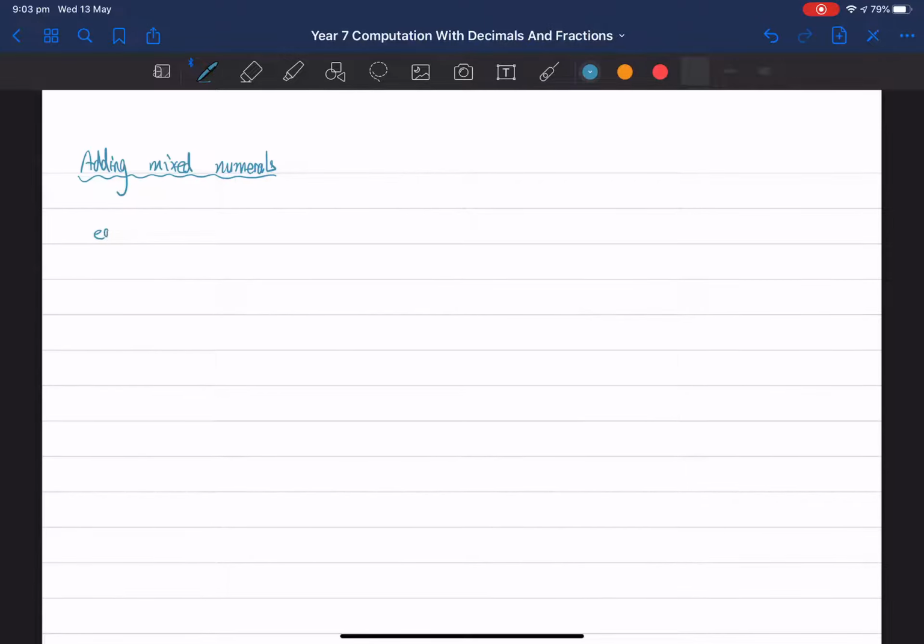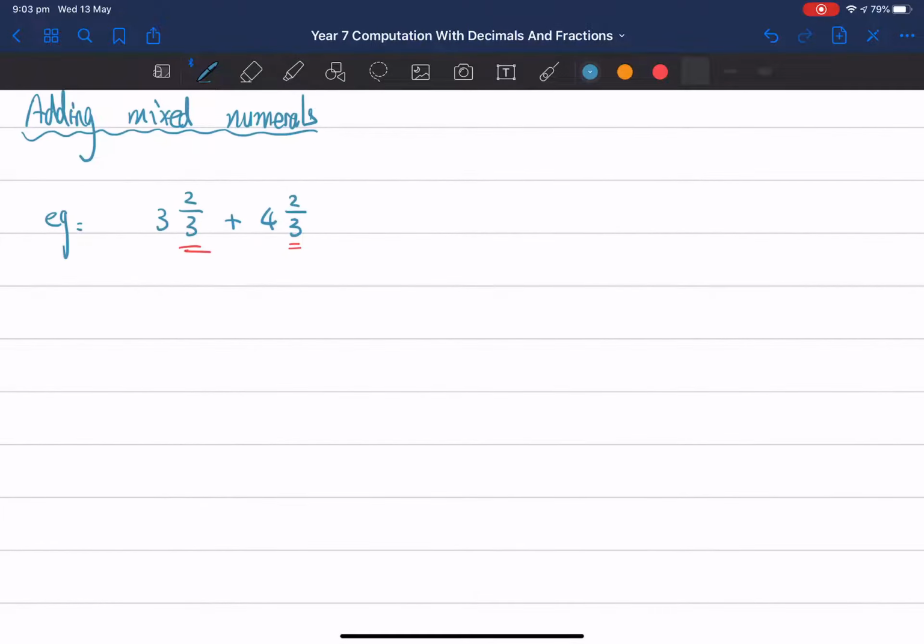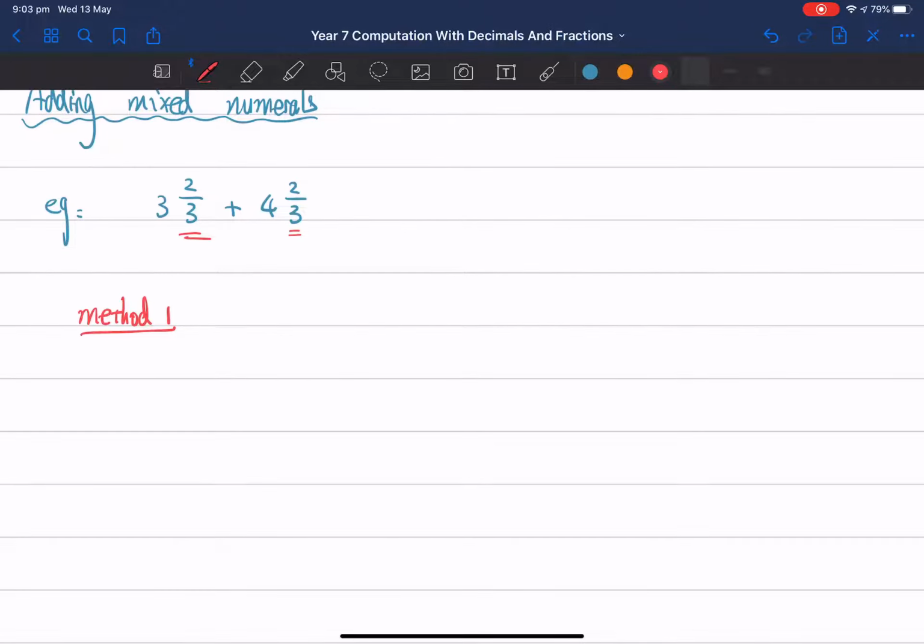I'm just going to use one example. For example, this question here, as you can see, has the same denominator for the fractions. The way to do it is pretty easy. There are two different ways you can do it. The first method is you simply plus the numbers in the front, and plus the fractions, separately. So that gives you 3 plus 4, I'm just going to group it, and then 2 over 3 plus 2 over 3, grouped. So that becomes 7, and then you've got 4 over 3.